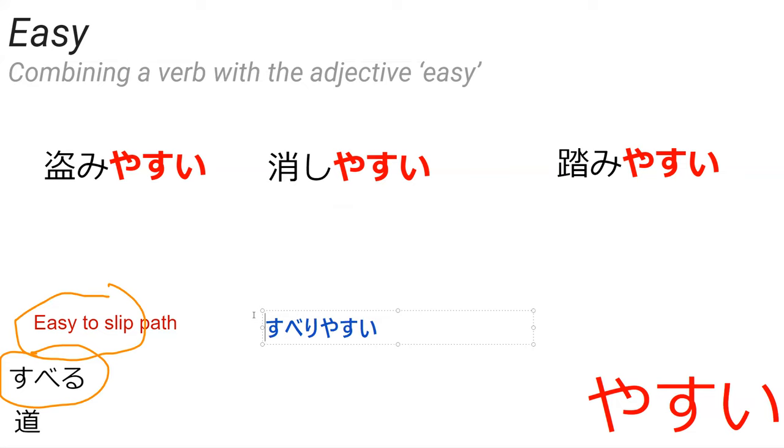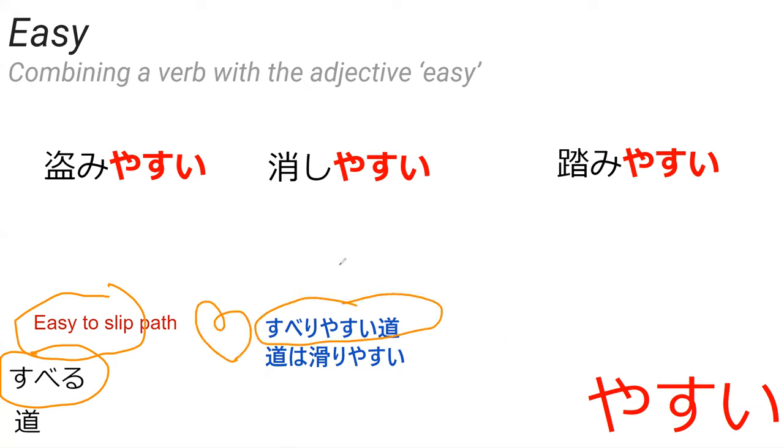Easy to slip. Suberi yasui. In the end, could we just put michi, or do we need to connect it somehow? No, that's perfect because yasui is an adjective. This is what I wanted you to make, which is perfect. You could have also turned this into a full-on sentence, like michi wa suberi yasui, which is literally the path is easy to slip on. So both of these are what I wanted you to make. The goal was the top one, which is what you made, using this as an adjective to describe michi. But there's nothing wrong with the bottom one, just making it into an actual sentence.